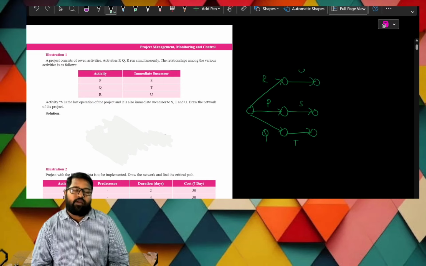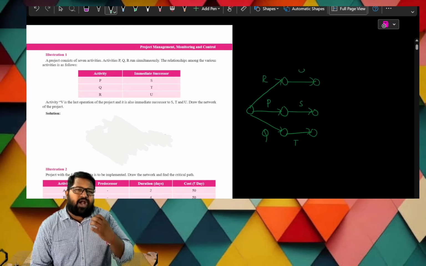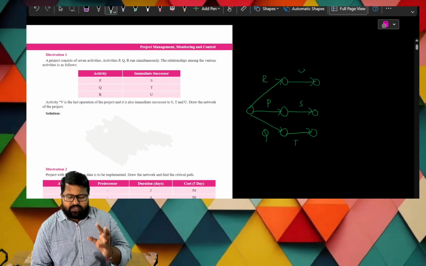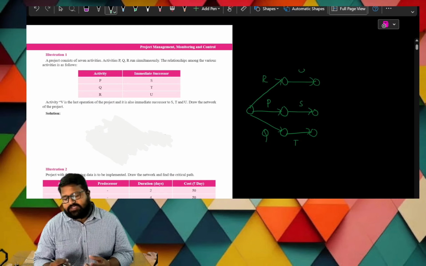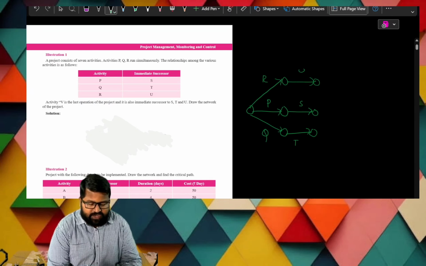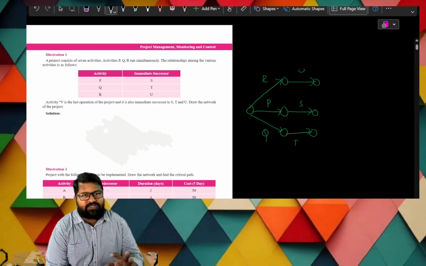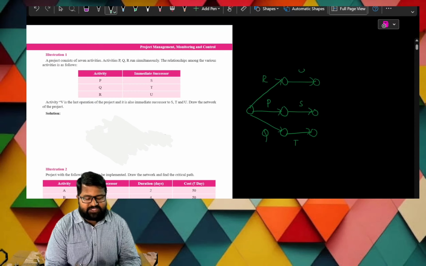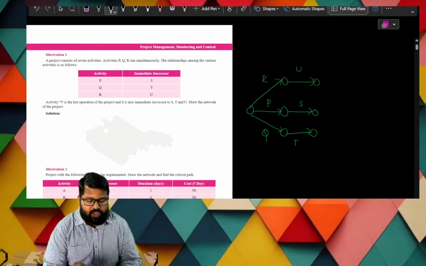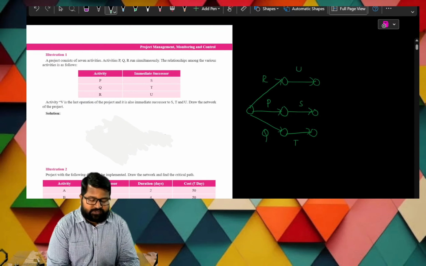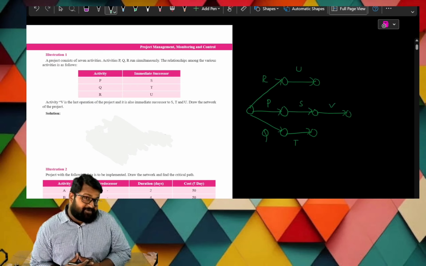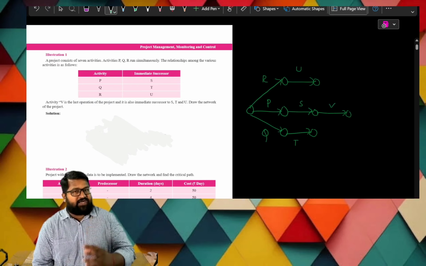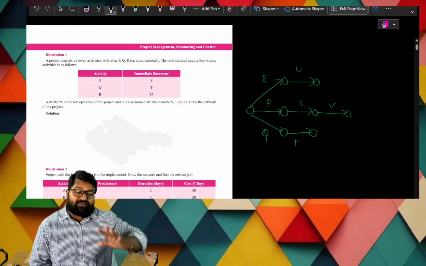Out of a total of 7 activities, 6 activities are done. What is the last one? The last one is activity V. It starts after the completion of S, T, U. I will keep it there, so automatically V. Is the project done? No, because the starting point is 1 and the ending points are 3.